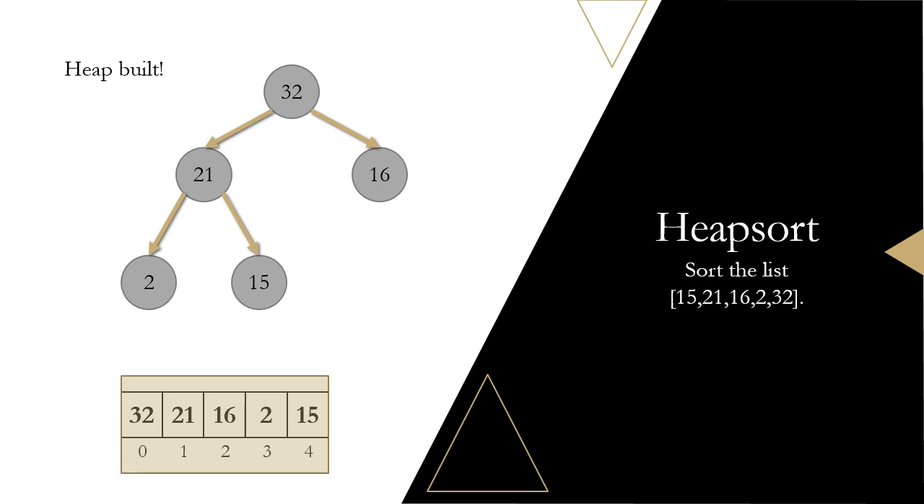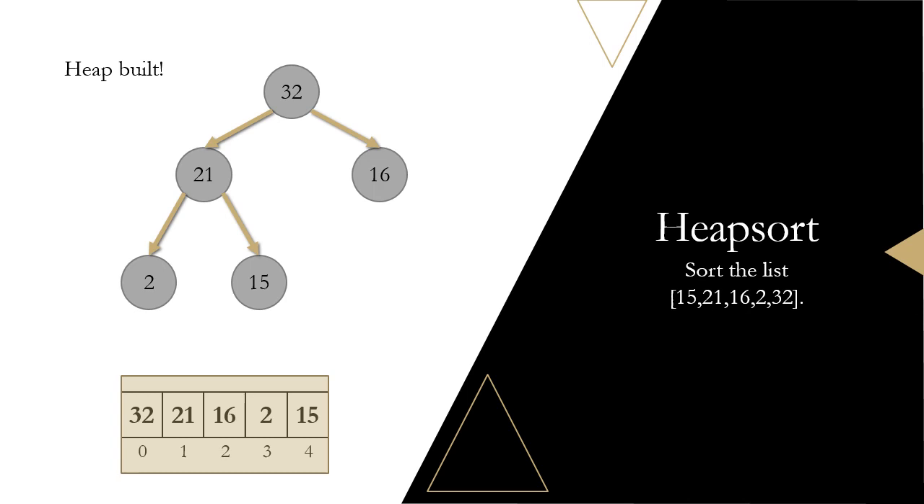I delete it and then I reheap. I keep doing this and I keep getting a sequence of values in descending order from the largest to the smallest. What am I doing? I am sorting with the help of a heap. Now, the only thing that I am going to change here is that instead of deleting the root, I am going to swap the value of the root with the last node.